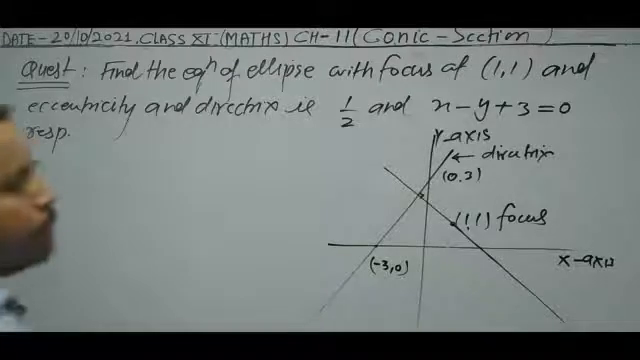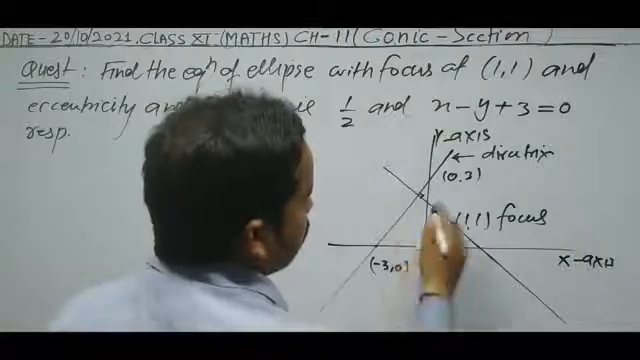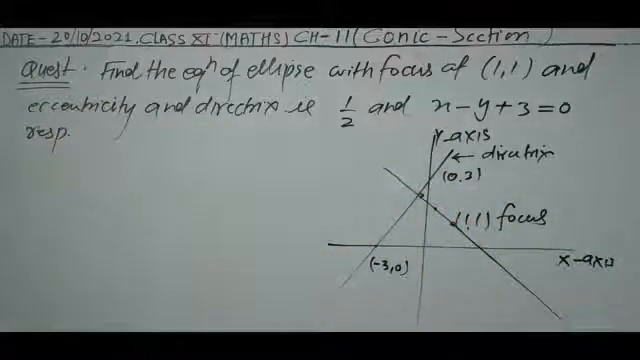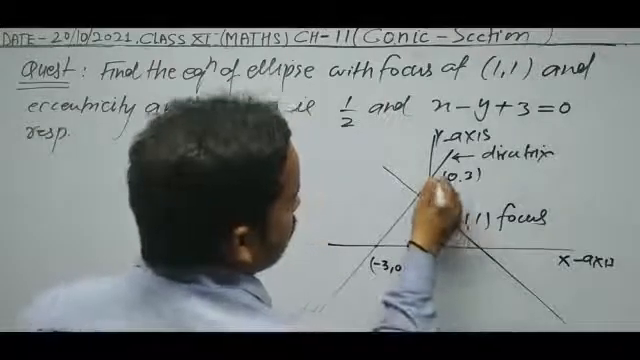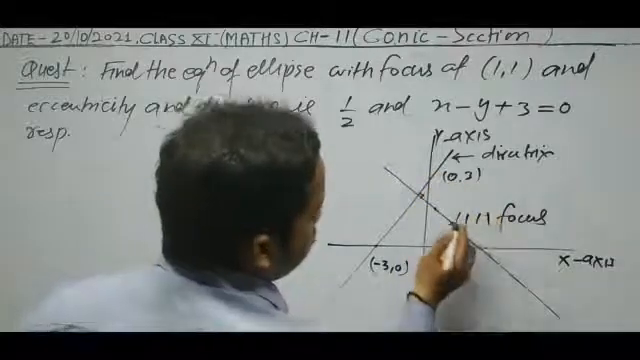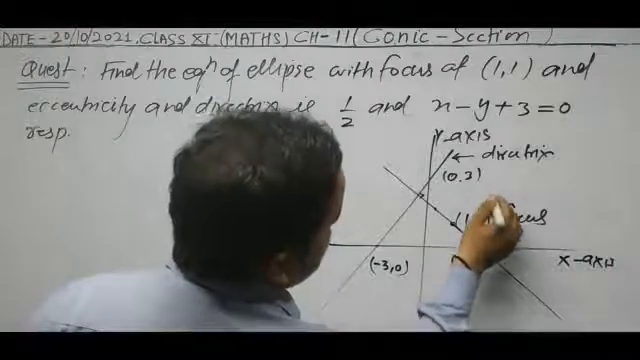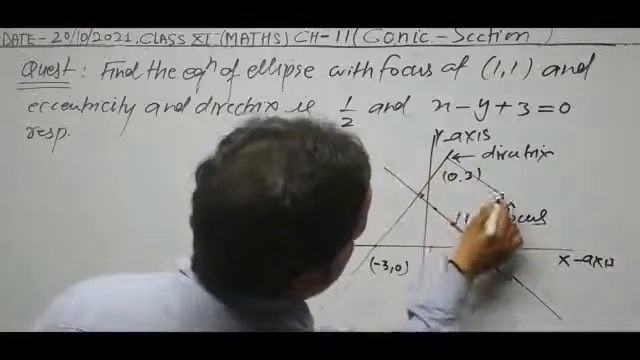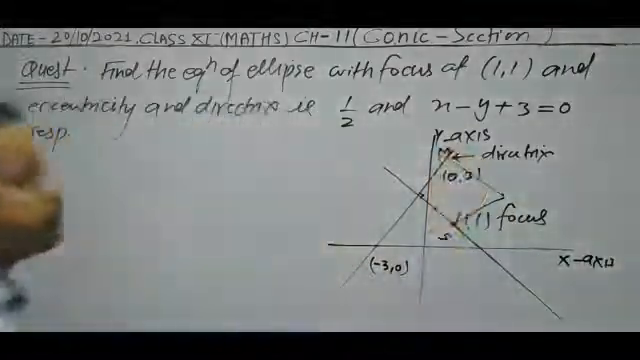And now between focus and directrix, the curve will pass. So through this midpoint, the curve will pass. So we have to find this equation. Now this is the focus. Suppose this is the point P. This is S and this is M.